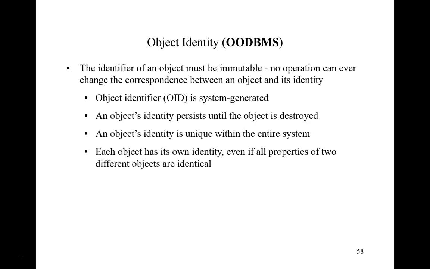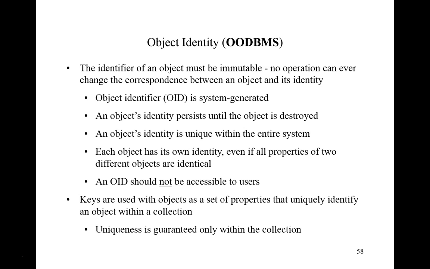Each object has its own identity, even if all of the properties of two different objects are identical. Two objects have the exact same values for all of their attributes. They can still be distinguished from one another based upon the object identifier that each possesses. The object identifier should not be accessible to users. It has no meaning or relevance to them. It's a mechanism used by the system.